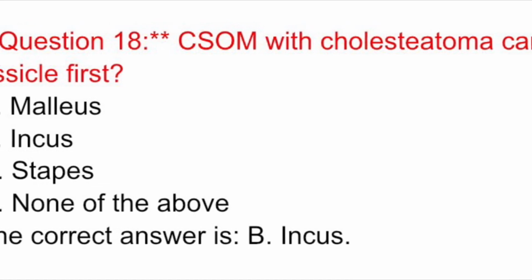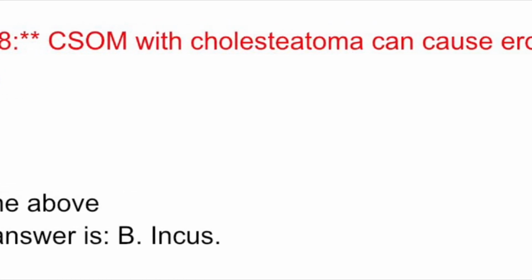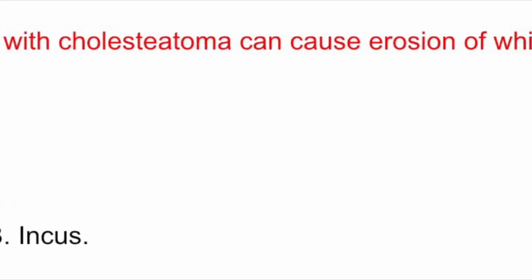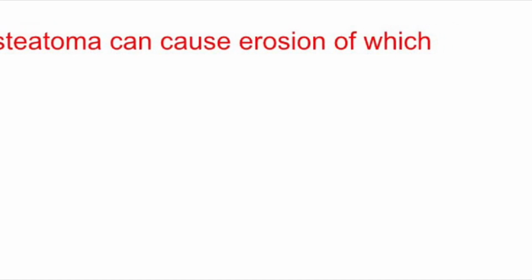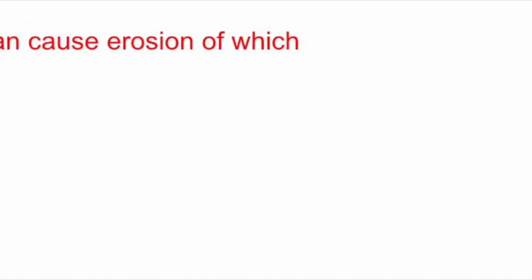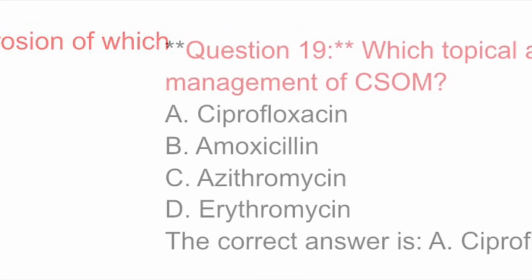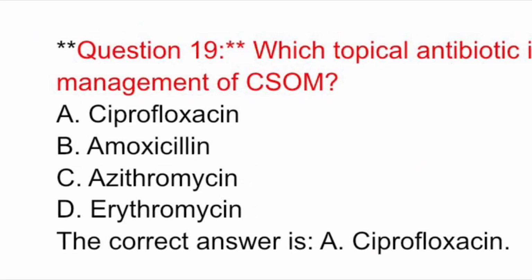Question 18. CSOM with cholesteatoma can cause erosion of which ossicle first? A. Malleus B. Incus C. Stapes D. None of the above. The correct answer is B. Incus.